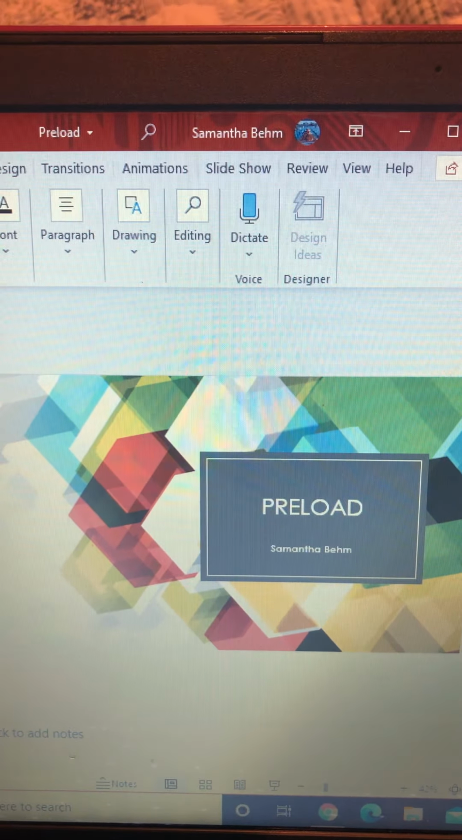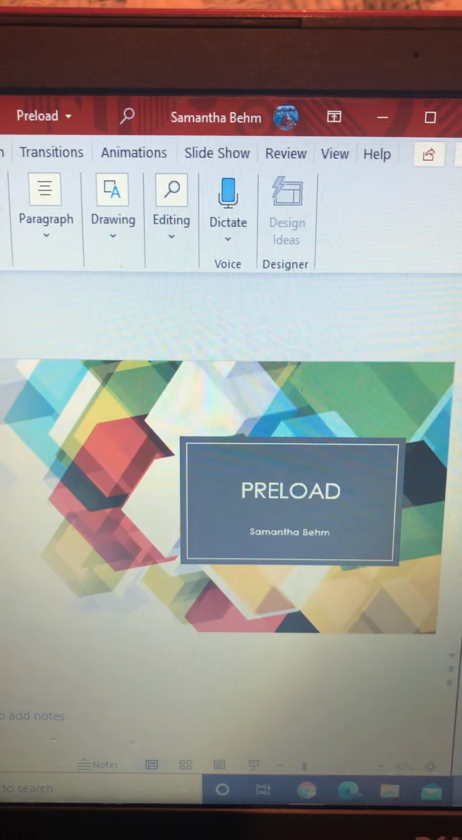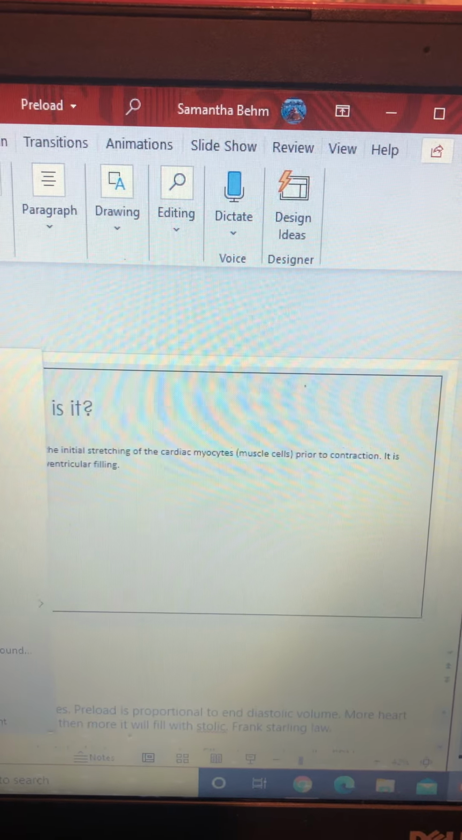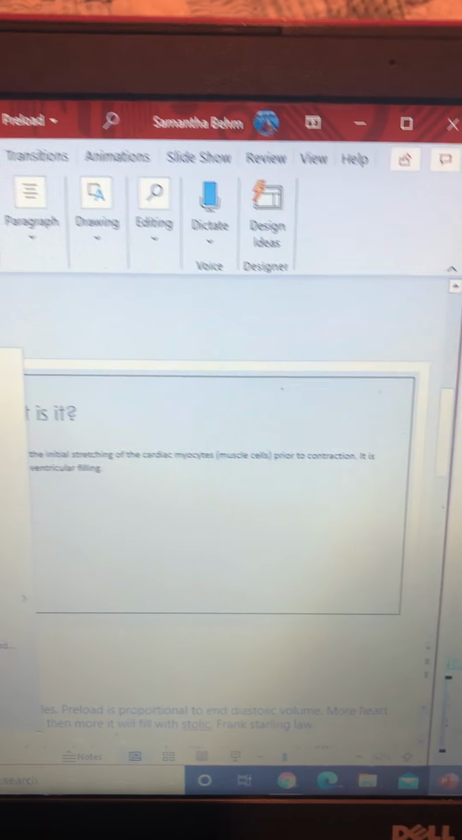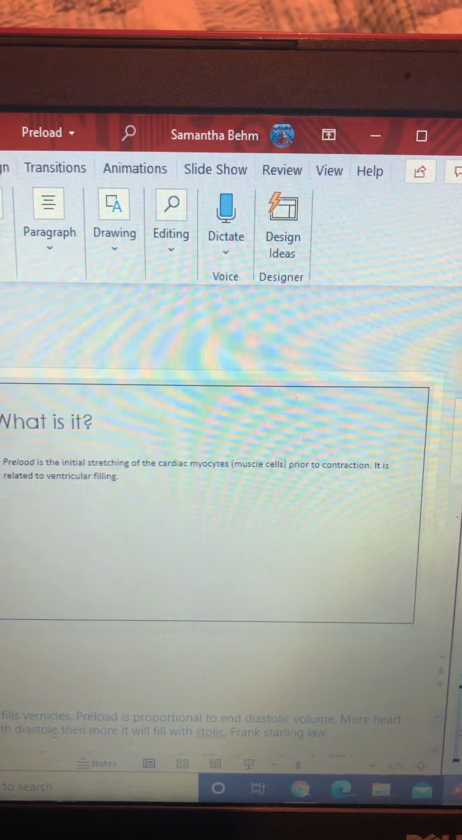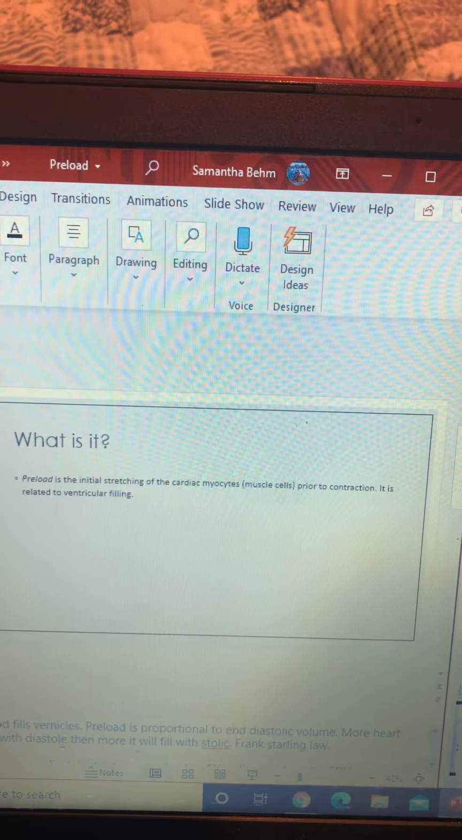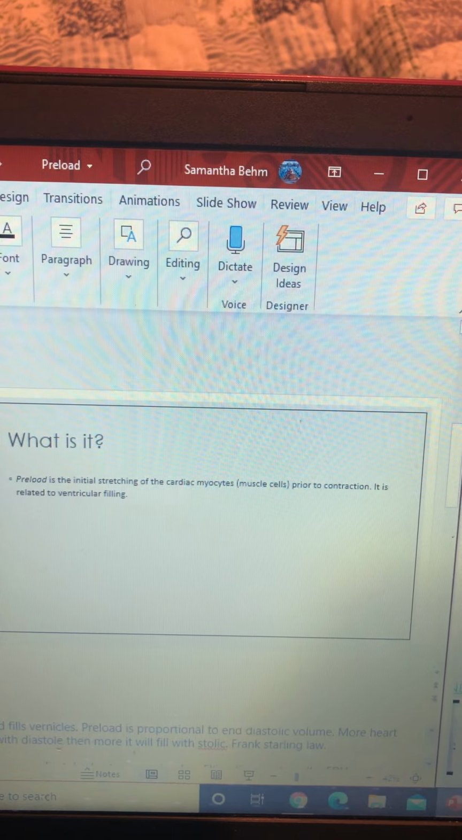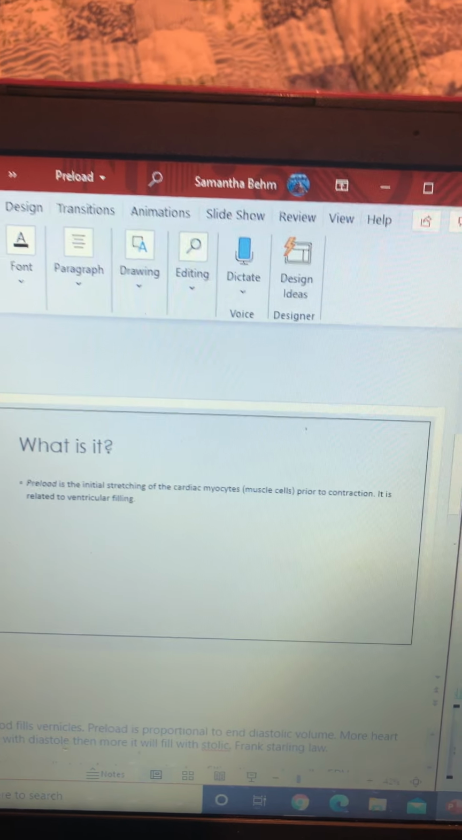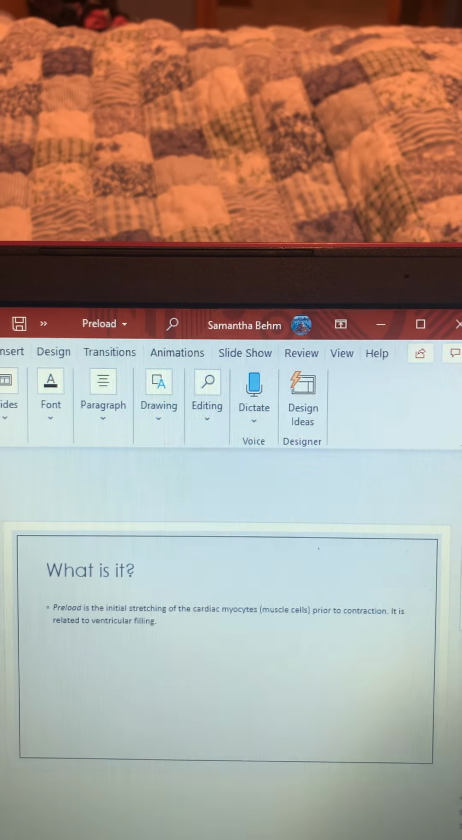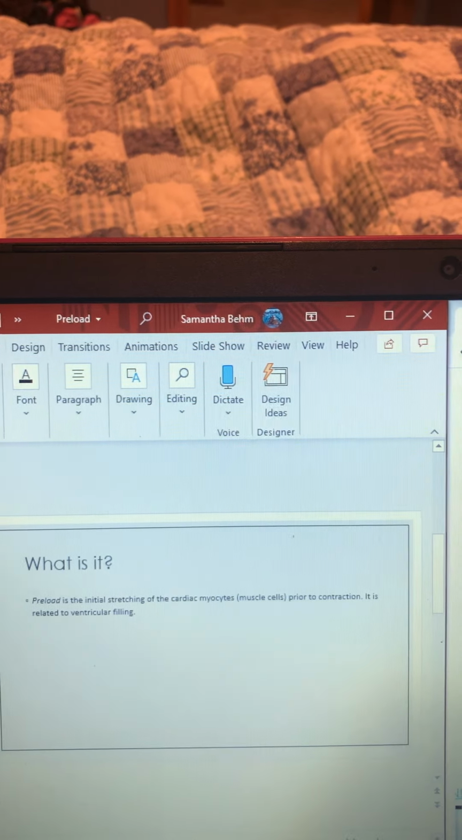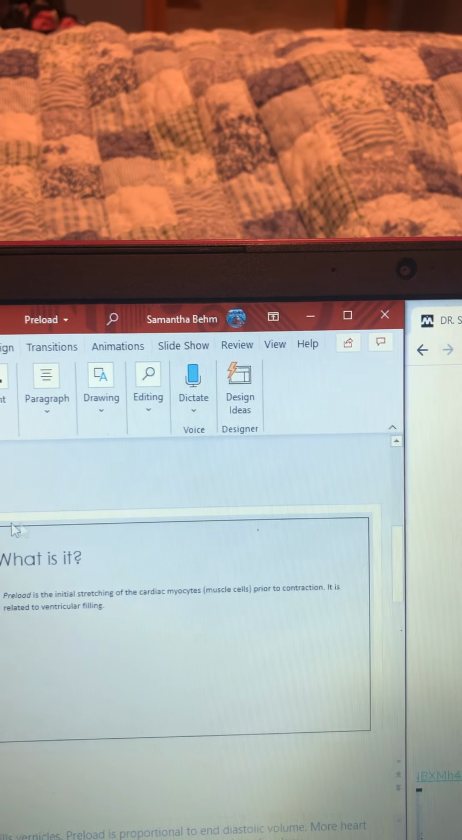Alright, so in my video, I'm going to talk about preload of the heart. So preload is the initial stretching of the cardiac myocytes, or the muscle cells, prior to contraction. So it's related to ventricular filling. Essentially, the blood fills the ventricles, and preload is proportional to end diastolic volume.